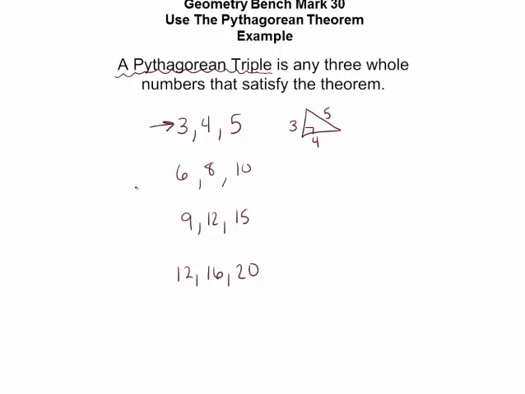This is probably the most commonly known one. There's also a 12, 13 one, I just don't remember which one it is. 5, 12, 13. That's the other really common one. And then all the multiples of this, of course.